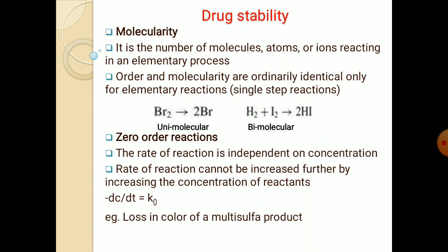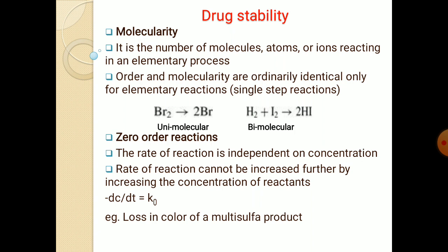The expression for the zero order reaction can be given by minus dC by dt is equal to k0. So k0 is the zero order reaction rate constant, and as dC by dt is the rate of reaction, it does not depend on the concentration of any reacting species.